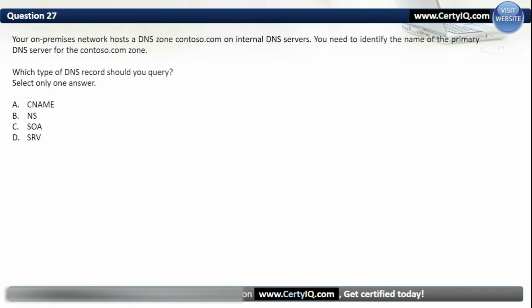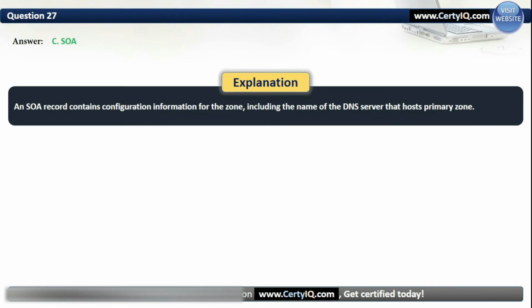Select only one answer. Our options are: A. CNAME, B. NS, C. SOA, or D. SRV. The correct option is C. SOA. An SOA record contains configuration information for the zone, including the name of the DNS server that hosts the primary zone.